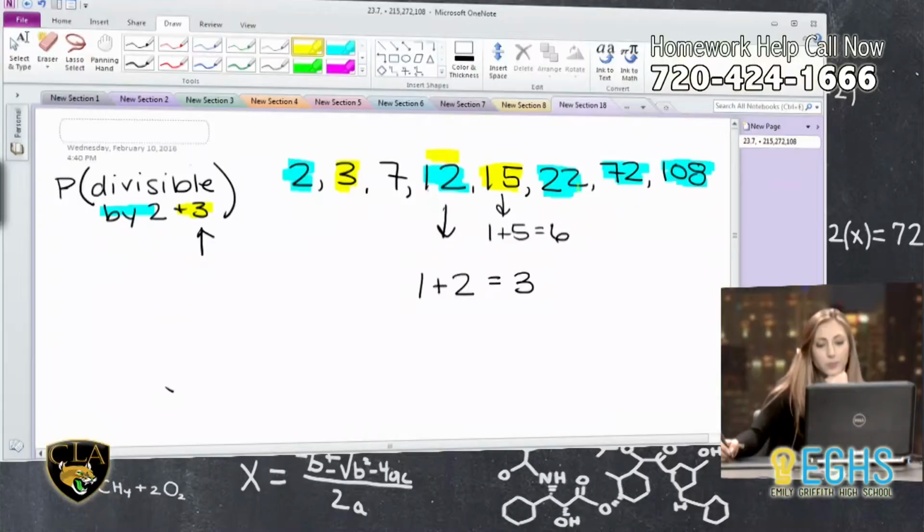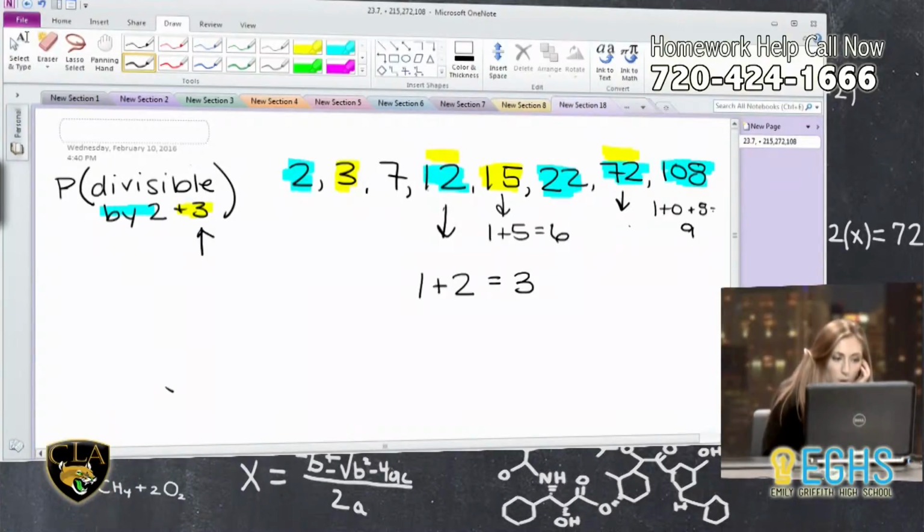And then how about 22? Is that divisible by 3? No, it's not. How about 72? Yes. Did you know from the trick? Yes. 7 plus 2 is 9. 9 is divisible by 3. Awesome. So 72 is. And then how about 108? Using the trick, yes, it is. Same thing using that trick. So 1 plus 0 plus 8, we get 9. 9 is divisible by 3.